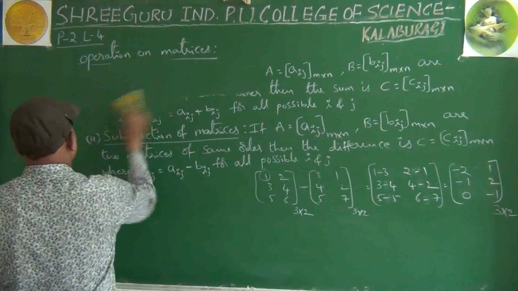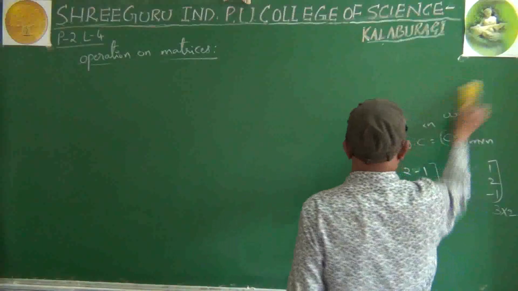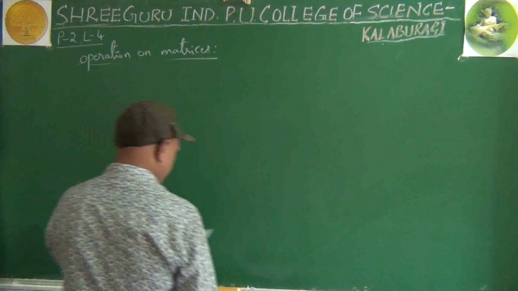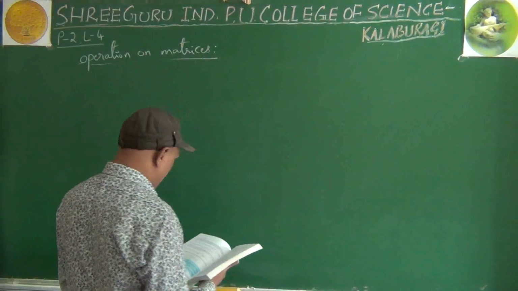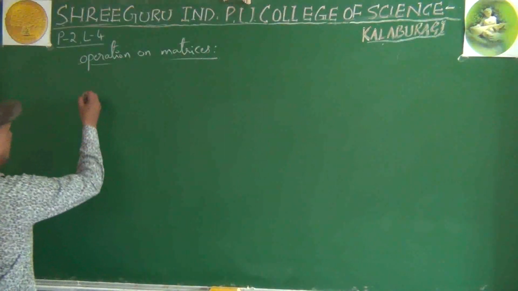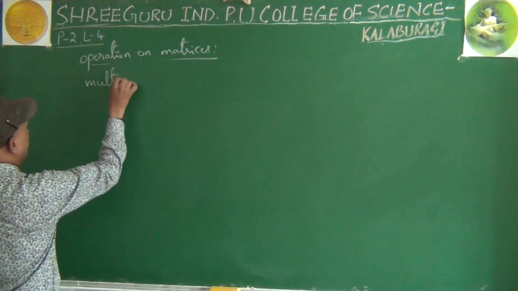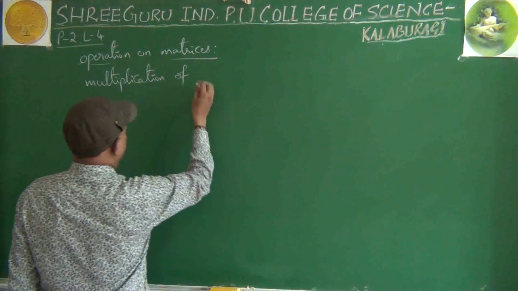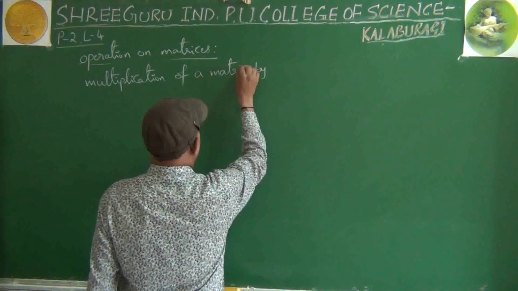These are very simple. Next one, after addition of matrices: multiplication of a matrix by a scalar.